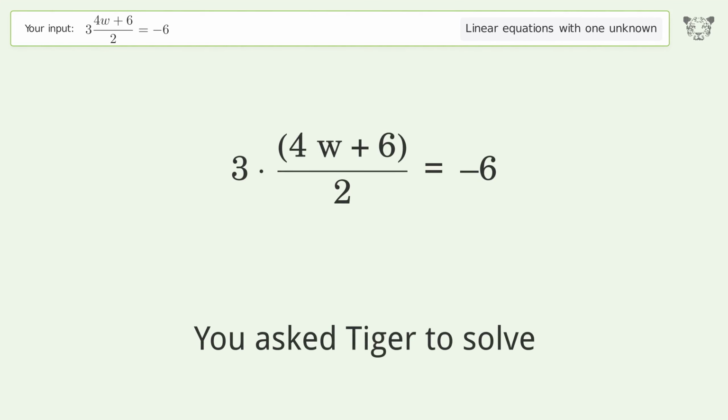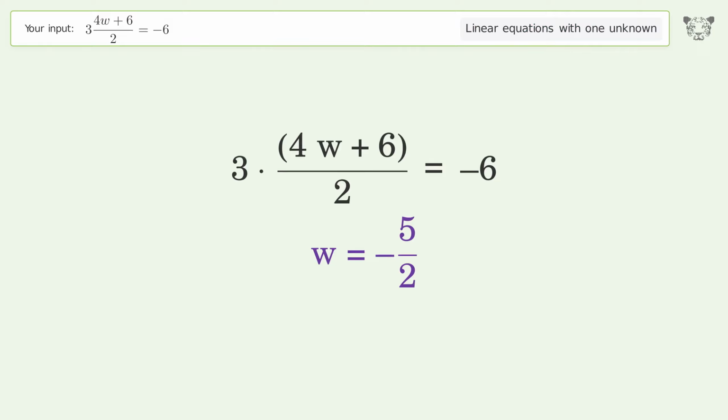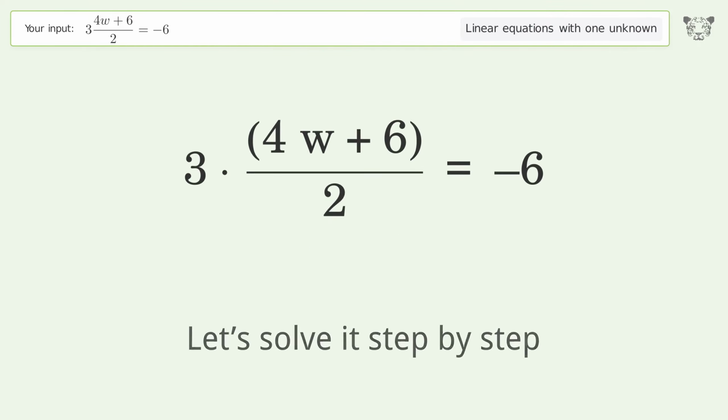You ask Tiger to solve this. It deals with linear equations with one unknown. The final result is w equals -5/2. Let's solve it step by step.